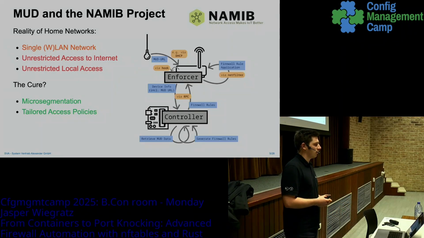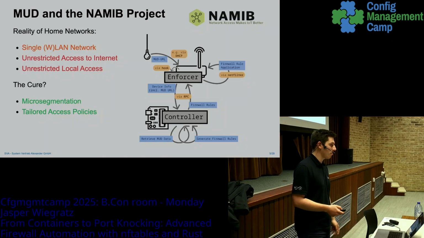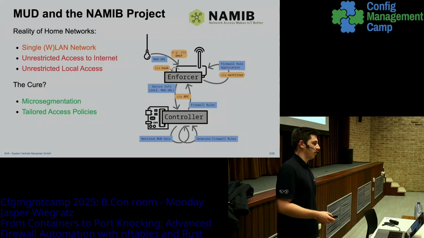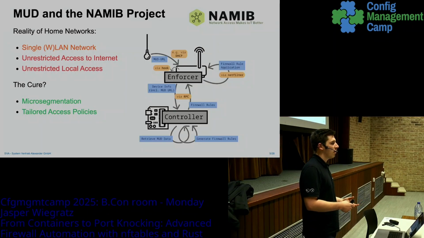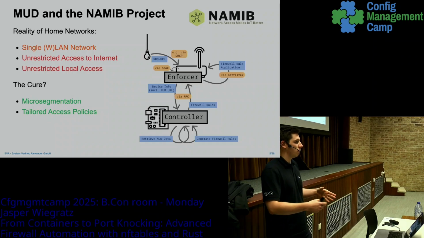So we implemented this MUD standard in the NAMIP project. This is short for Network Access Makes Internet Better. We did so by customizing OpenWRT. We put a Rust-based enforcer component on it that would enforce in the firewall the network access policies that are generated from all of the devices that we have. Because if we have five Amazon devices and a few more from Philips, you would have a network graph that you could then render into concrete firewall rules.